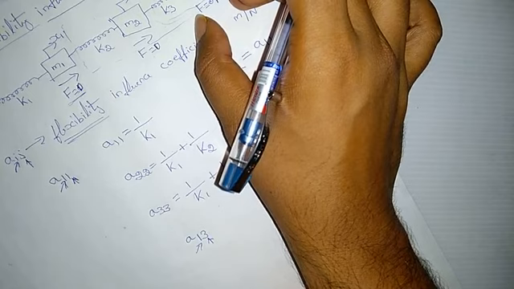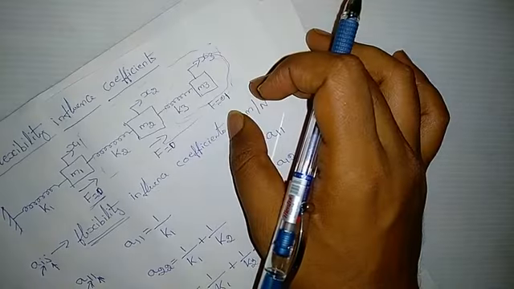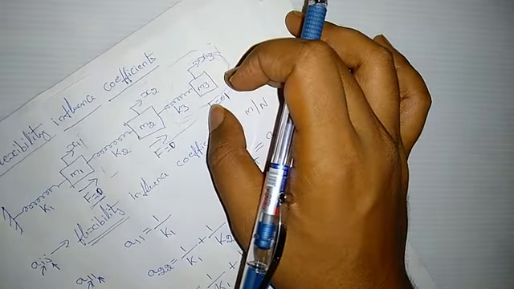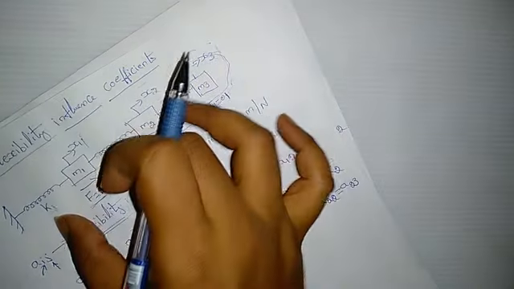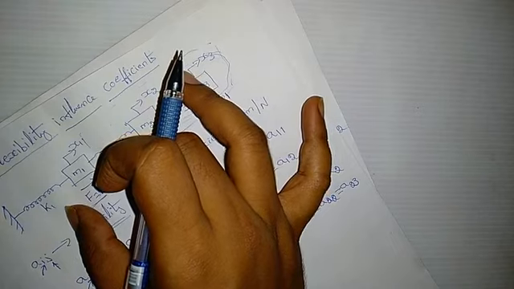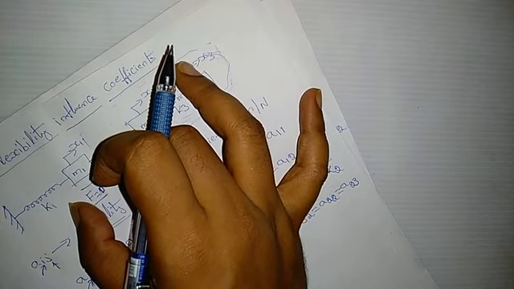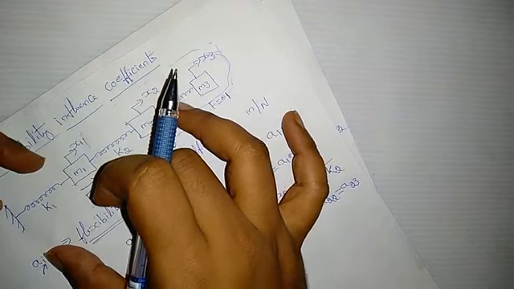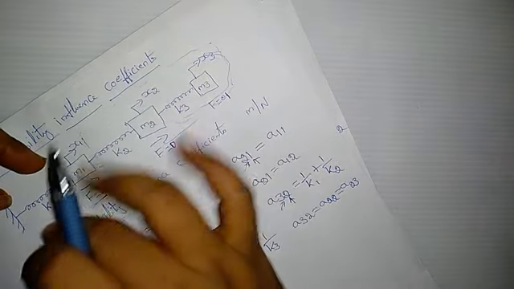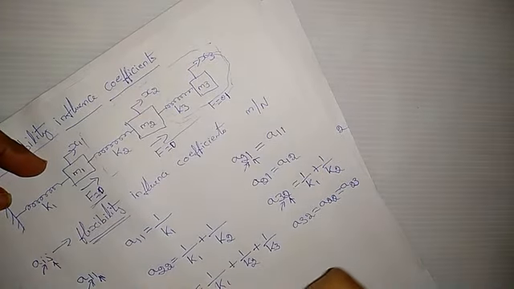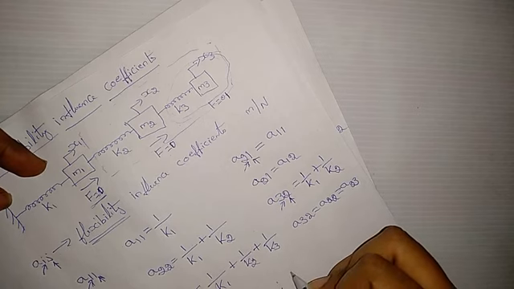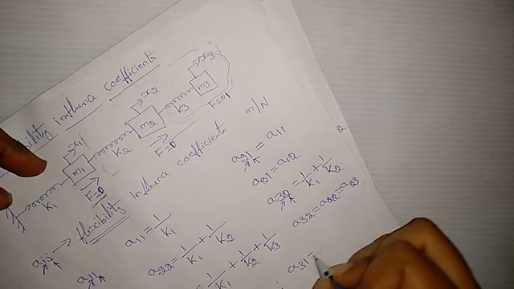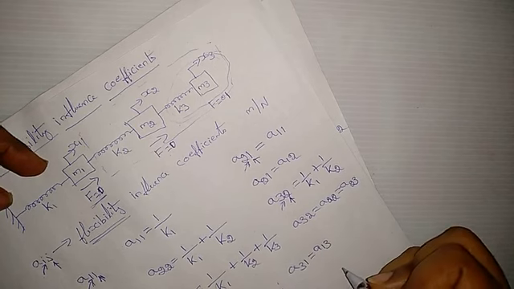So what will happen when you apply a unit load at point 3? How much does this move? It will be equal to the extension of this spring K1. So A13 is equal to 1 divided by K1. A31 is equal to A13 by the Maxwell reciprocal theorem.